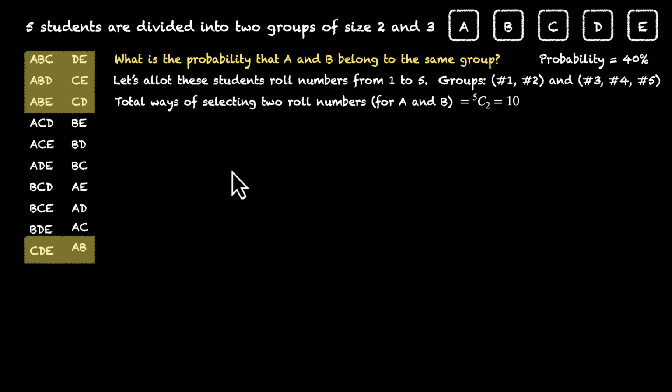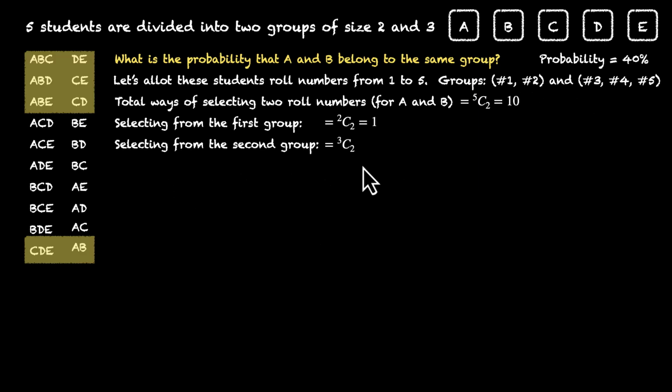For the numerator, we're going to look at favorable ways. Either we can pick 2 from the first group or we can pick 2 from the second group. Selecting from the first group, 2 out of 2, 2C2, that's one way. We select both of them. Selecting from the second group, that's 3C2. This is actually 3. So there are 3 ways to select 2 out of these 3 roll numbers. In all, 1 plus 3 is 4 ways in which both A and B belong to the same group. So favorable is 4 and total scenarios is 10, which means our probability is 4 by 10, 40%.